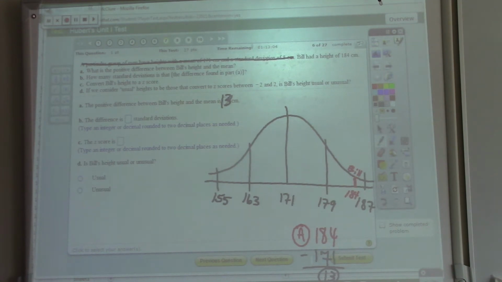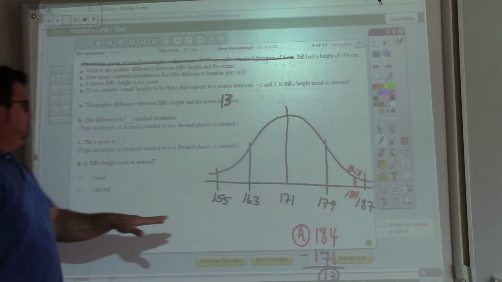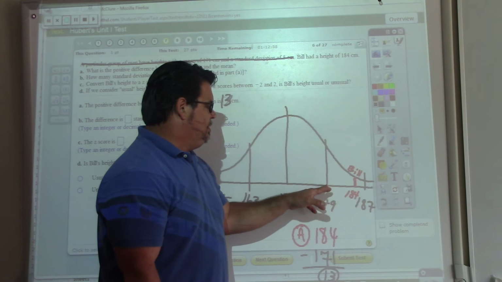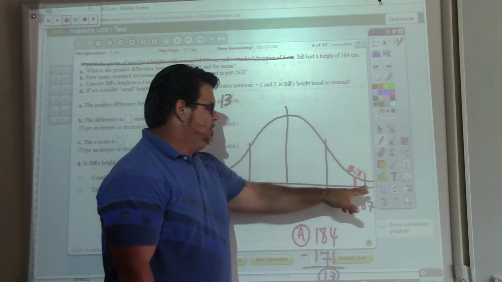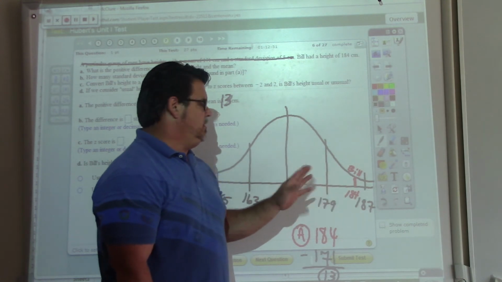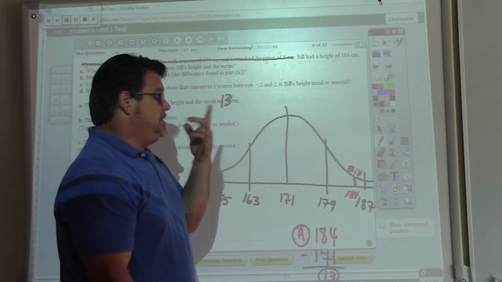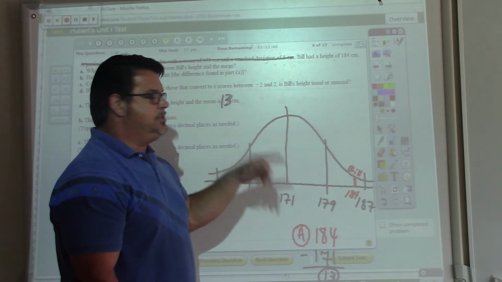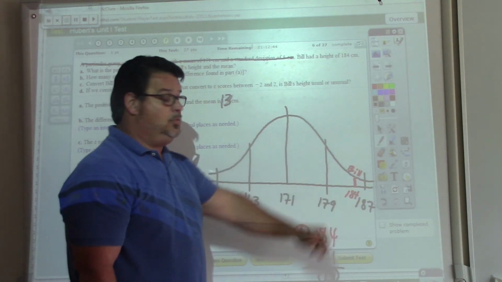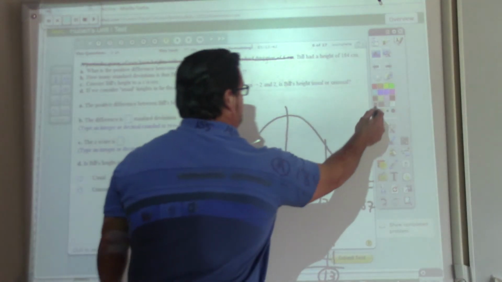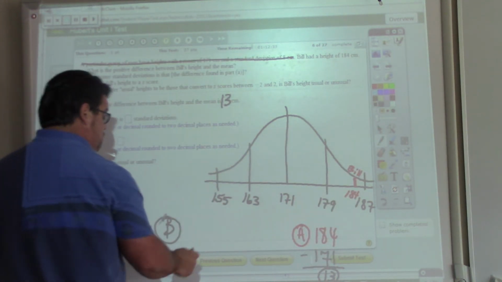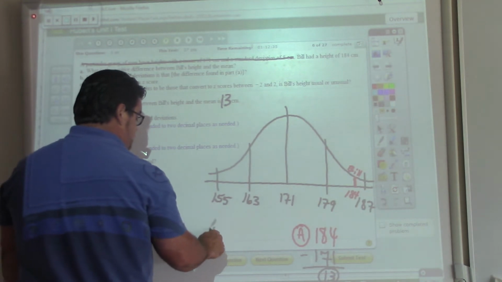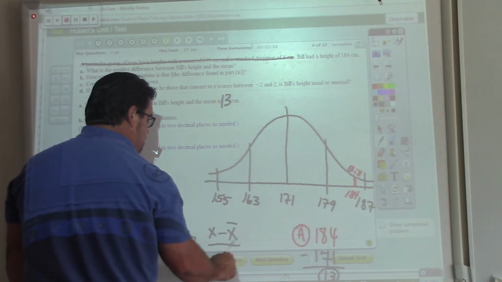Well, you've got to find the standard deviations, because right now you can't say one standard deviation, because it's between one standard deviation and what? Two standard deviations. So you've got to figure the z-score for this guy. What's the formula for the z-score? I gave it to you yesterday or the day before. X minus X bar over standard deviation.